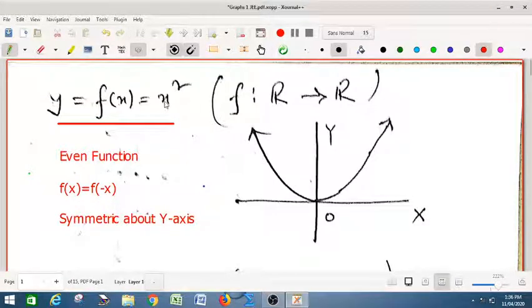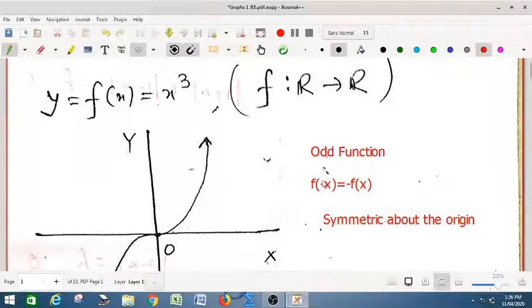X square, it's an even function. Look at that, if f(x) is equal to f(minus x), then the function is said to be even. And even function graphs are always symmetric about the y axis. So look at the graph, it's symmetric about the y axis.